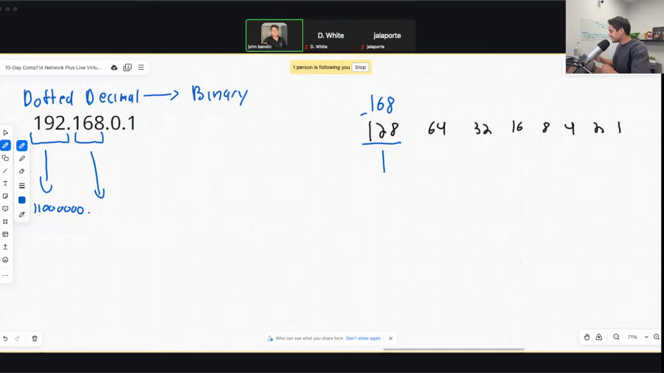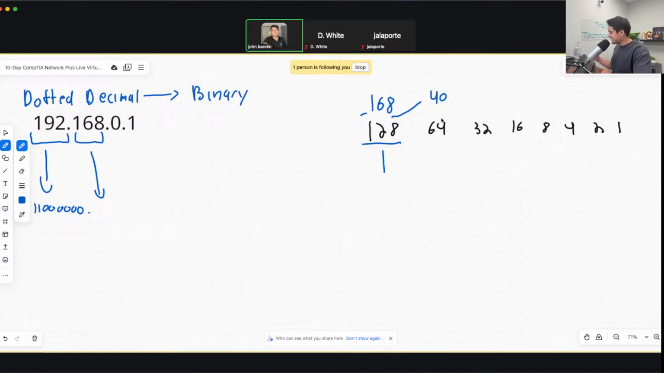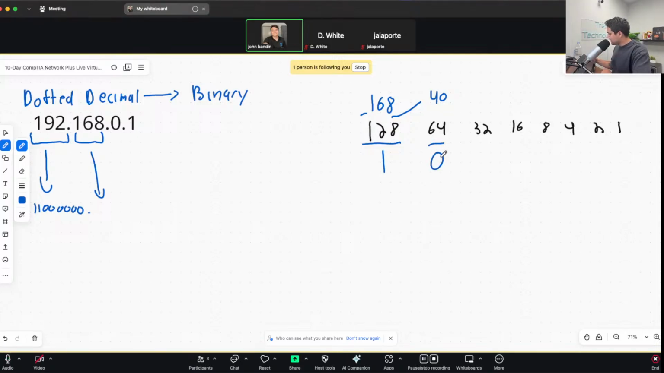Okay. So then we get 40. Is 40 greater than or equal to 64? It's not. It's less than. So guess what? Off bit. Is 40 greater than or equal to 32? It's greater than. So guess what? On bit.